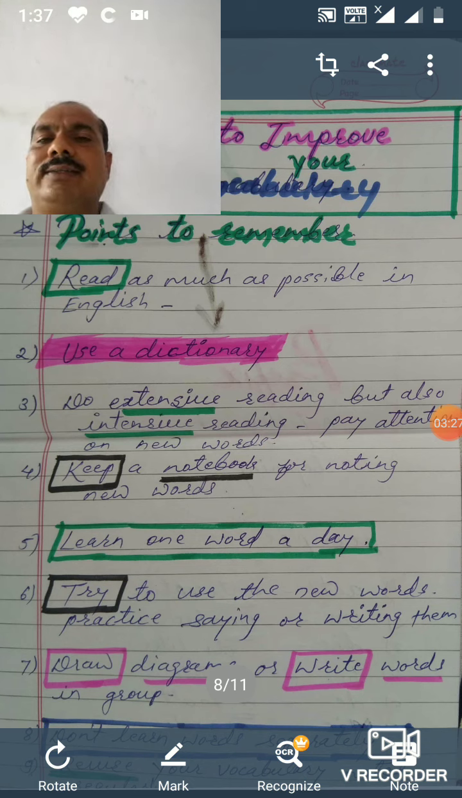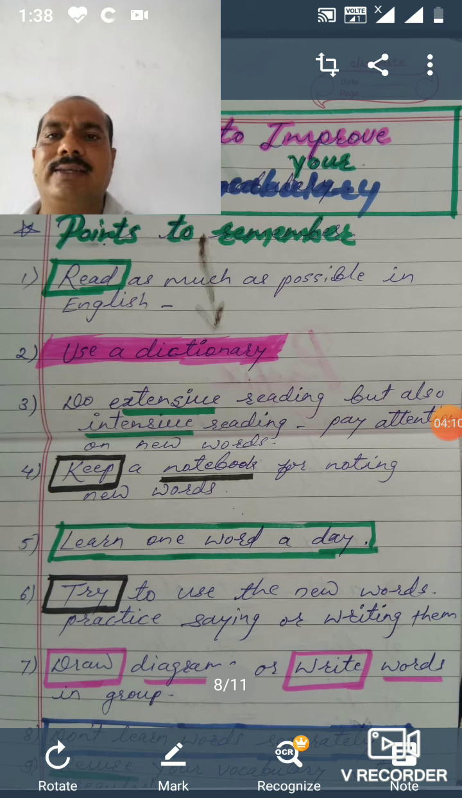Now, the second point is use or refer to a good dictionary. If we want to increase our vocabulary, then suppose you are reading a passage and there are some words you do not understand, then we have to refer to a dictionary. In the dictionary we have to see the meaning of the word as well as in which sense the word is used. So a dictionary is a good source of knowledge and of collecting new vocabulary.